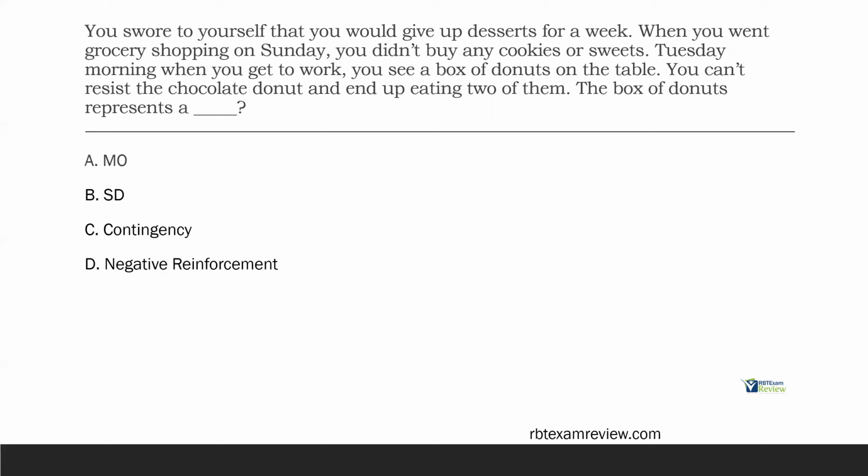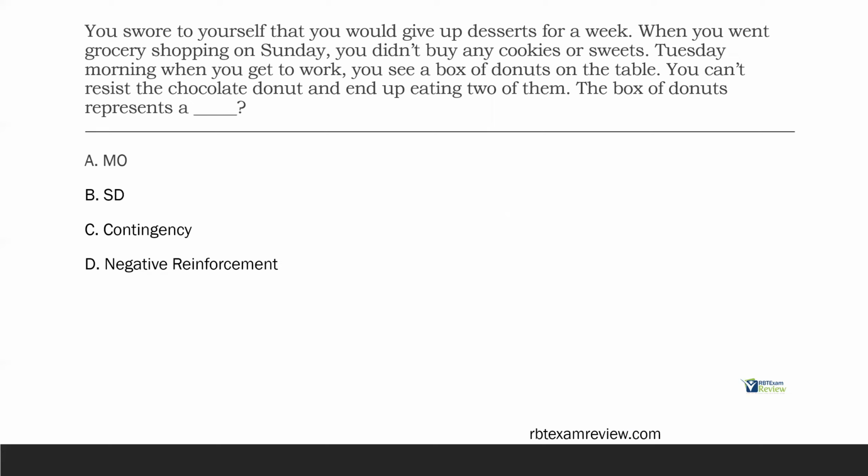You see the donuts, okay, you eat them. What was the box of donuts? Was it an MO or an SD? So the question you asked yourself was, did that box of donuts increase the value of those donuts? Did it make you want the donuts? Or did that box of donuts signal that the donuts were available? Did it say that it was available?